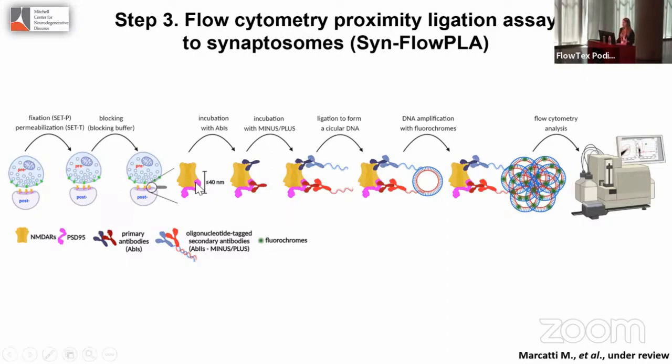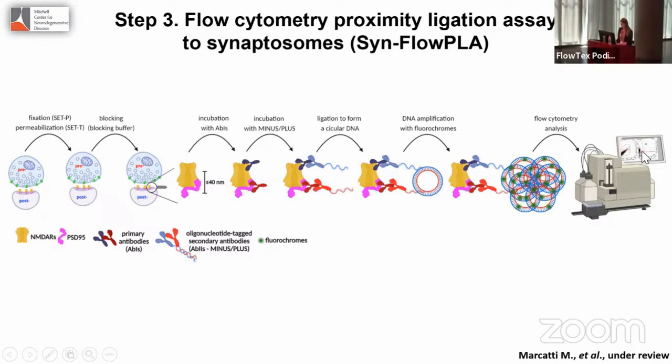How? The two proteins of interest have to be within 40 nanometers of distance. If they are farther than that, they are not going to be detected. After we incubate with the primary antibody, we incubate with secondary antibodies conjugated with complementary oligonucleotides. Only when the proteins are close enough are they going to form this circular DNA that then will be amplified in the presence of fluorochromes, and that is the signal that will be detected by the flow cytometer.